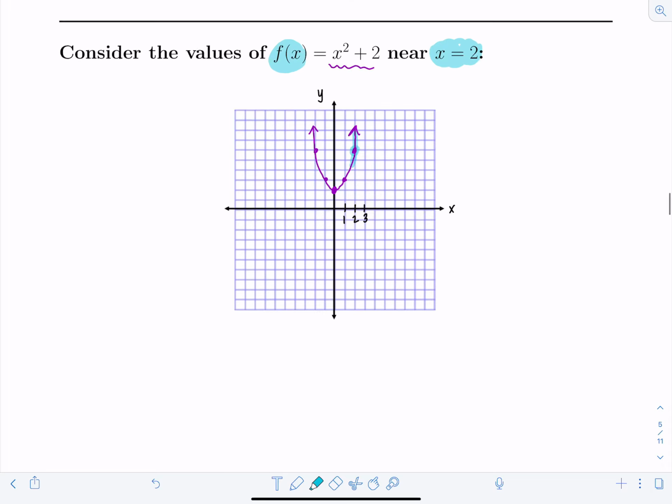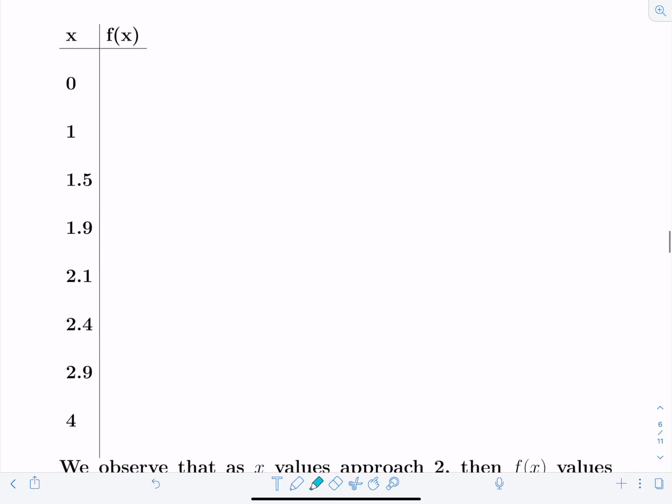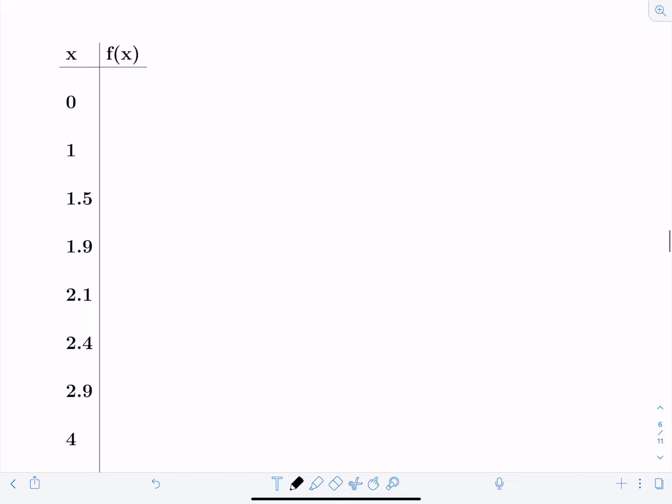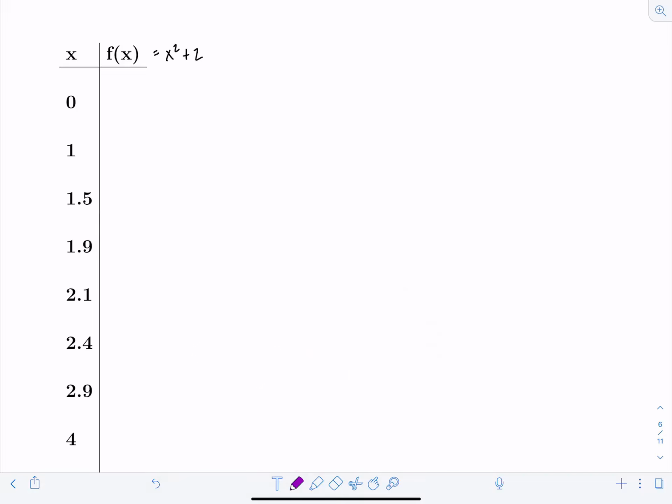Okay, so on the following page, we've got this little table here for x, f of x. And remember, in this case, f of x is equal to x squared plus 2. And I'm investigating near 2 because that's what the directions told me to do. Okay, so let's just start. If I want to know the function values at any of these other points, I'm just going to plug them into the function. So f of 0, that's going to be 2.